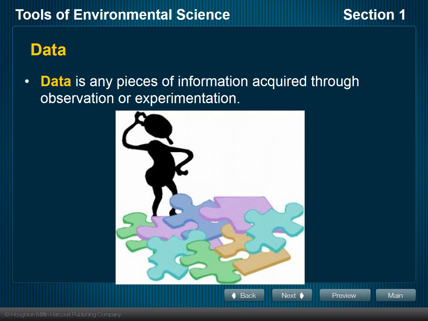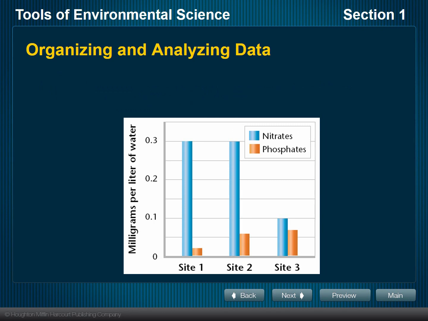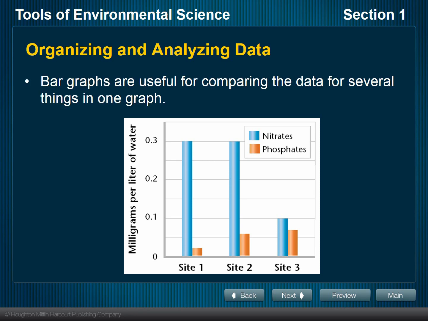Data is any piece of information acquired through observations or experimentation. Graphs are often used by scientists to display relationships or trends in the data. Bar graphs are useful for comparing the data for several things in one graph.